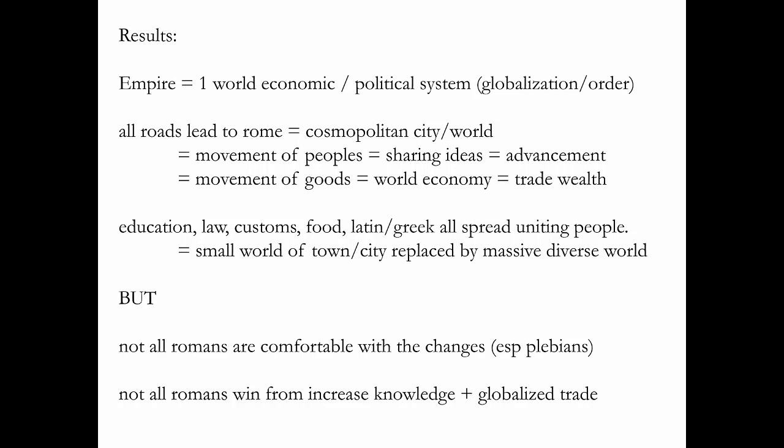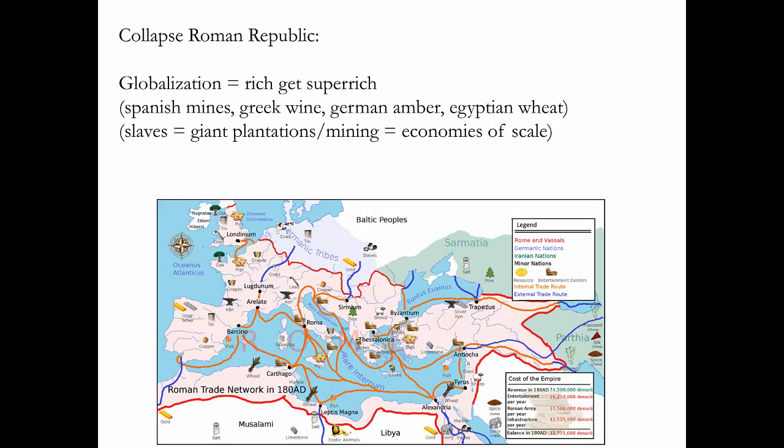And you get this gulf that opens up between those who could tap into globalization, those who could tap into Greek knowledge, and those who can't. And so this is, in the end, going to bring about the collapse of the Roman Republic.